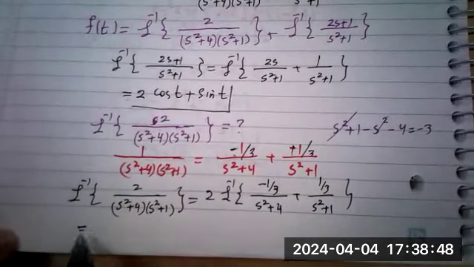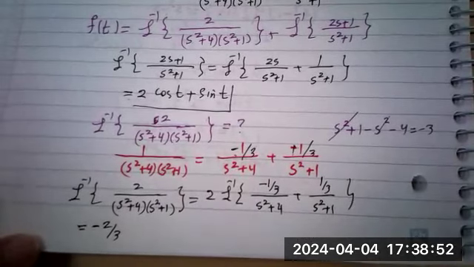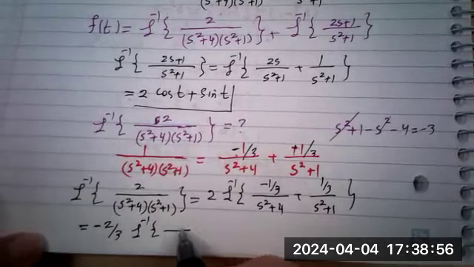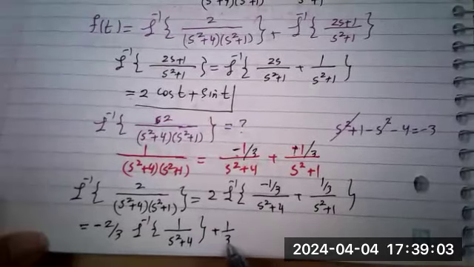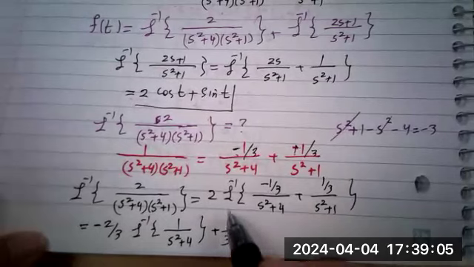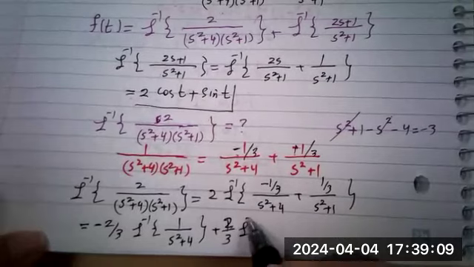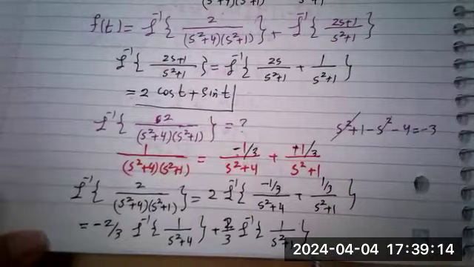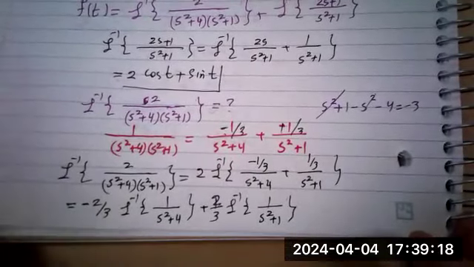So this is going to be equal to negative 2/3 Laplace inverse of 1 over s squared plus 4. And the second one would be positive 2/3 Laplace inverse of 1 over s squared plus 1. Now we would like to change them into the sine.